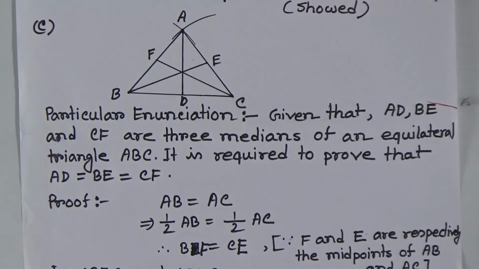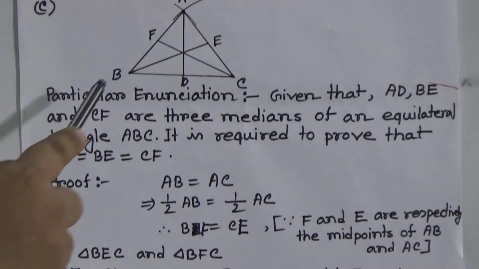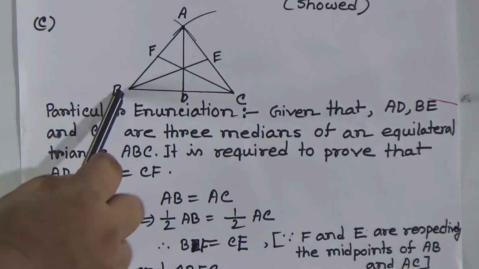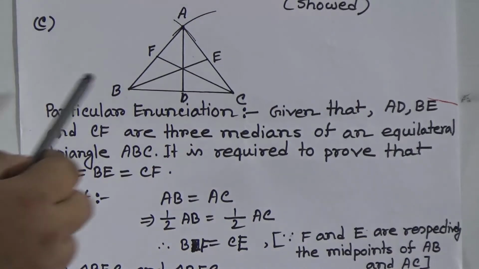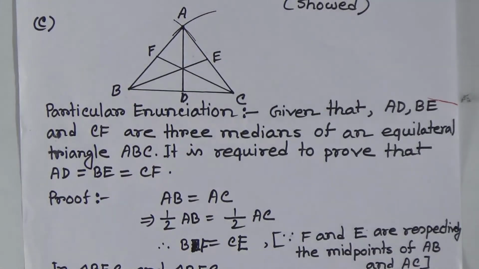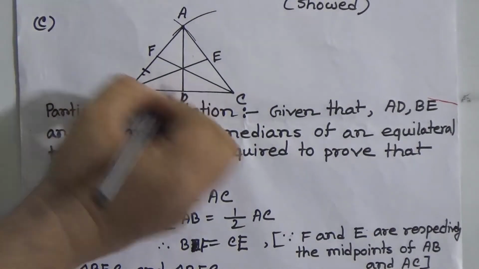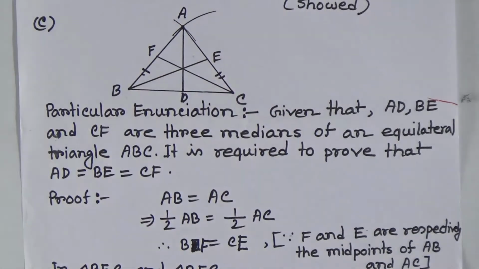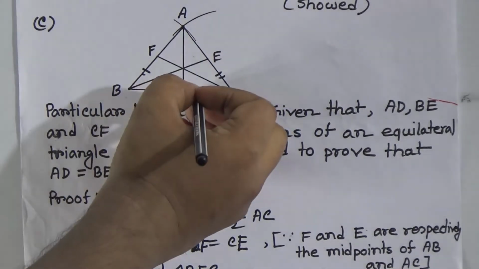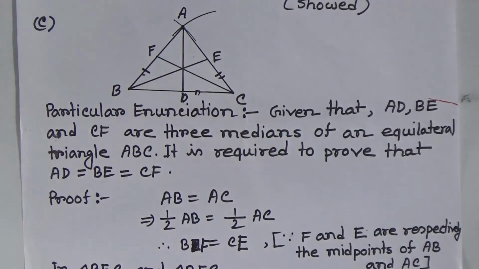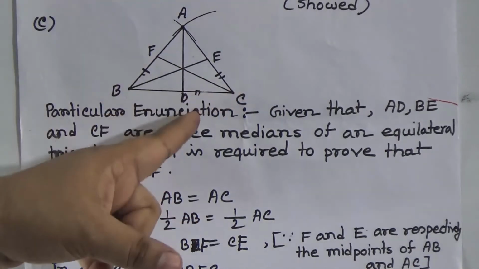Now dear students, we compare two triangles. One triangle name is BEC and another triangle name is BFC. We compare these two triangles. From these two triangles, we can say this BF equal to this CE and BC equal to BC. Why? Because the triangle BEC has the side BC and again the triangle BFC has the side BC.